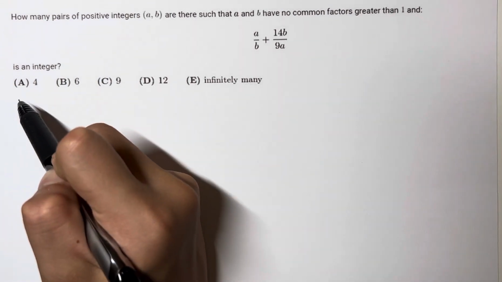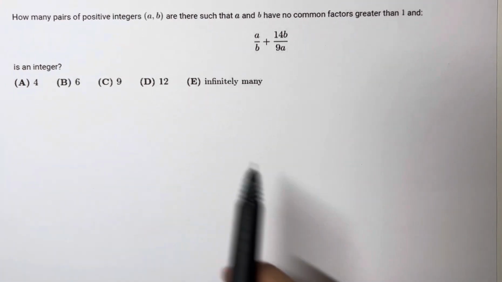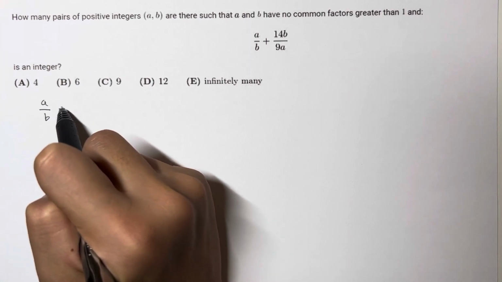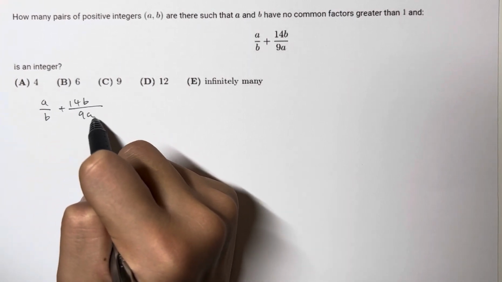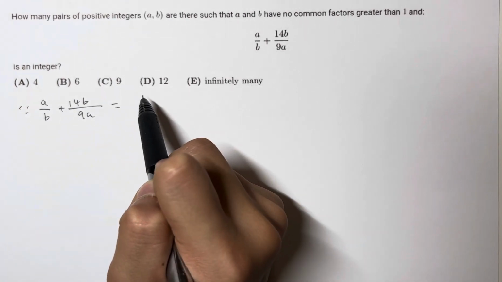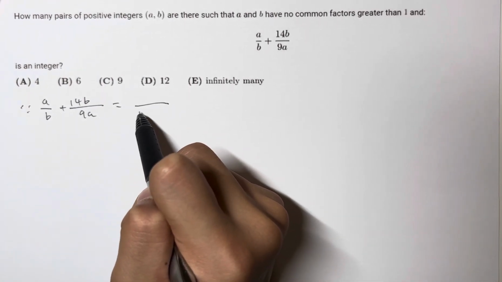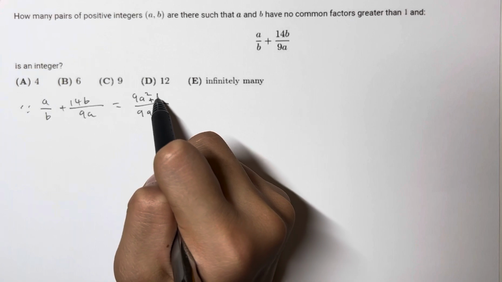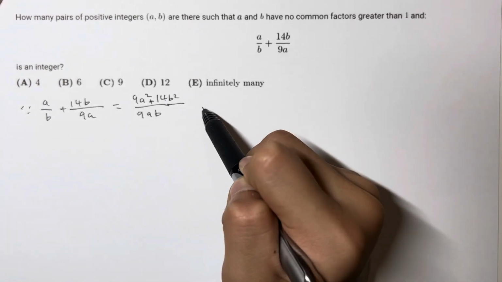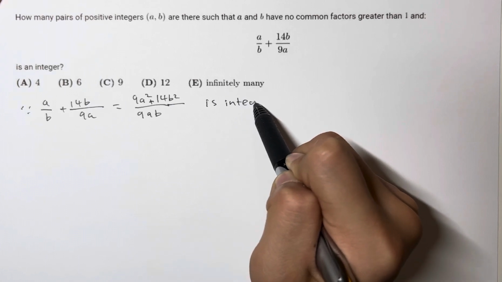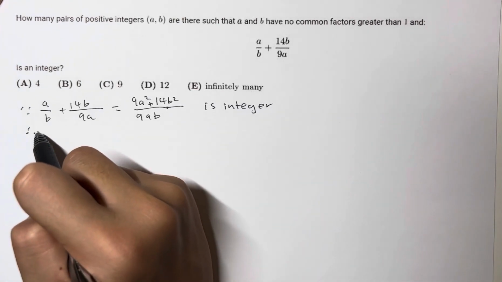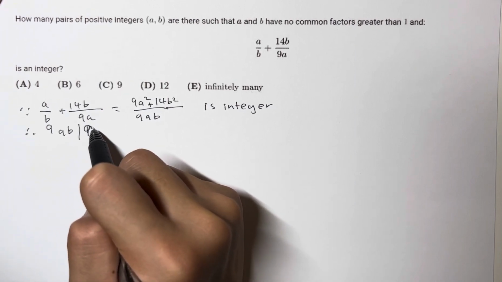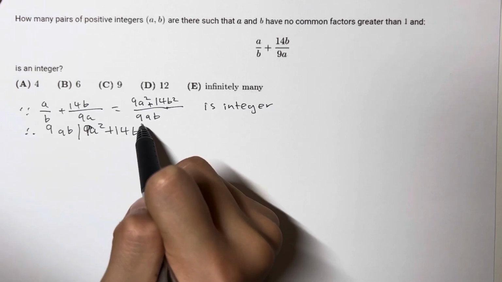Well, it's always easier to work with one fraction than the sum of two fractions, so just merge these two fractions. A over b plus 14b over 9a. Now find a common denominator, 9ab, so 9a squared plus 14b squared over 9ab is an integer. So this means that 9ab is a factor of 9a squared plus 14b squared.